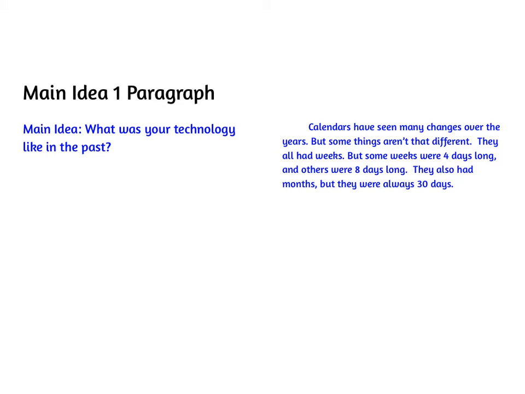So over here, I have created a sentence, indenting the beginning of my paragraph, about what technology was like in the past. And remember, I chose to research calendars. So my sentence says, calendars have seen many changes over the years, but some things aren't that different. They all had weeks, but some weeks were 4 days long and others were 8 days long. They also had months, but they were always 30 days. So these are some things that explain what the technology of calendars was like in the past.